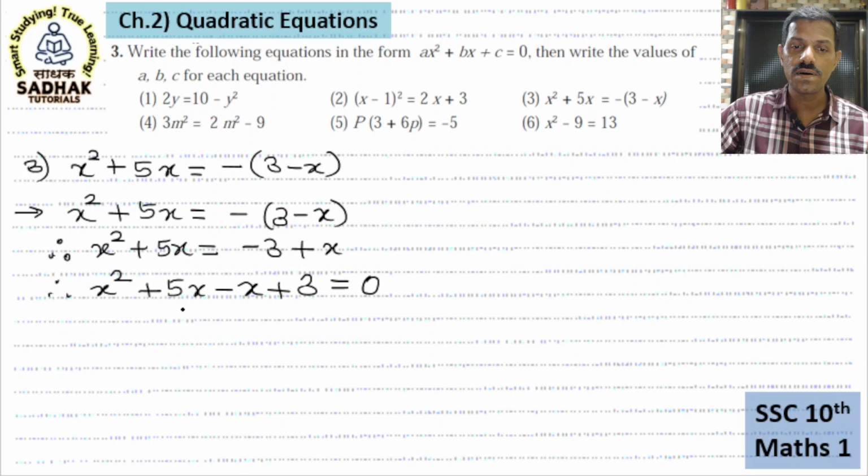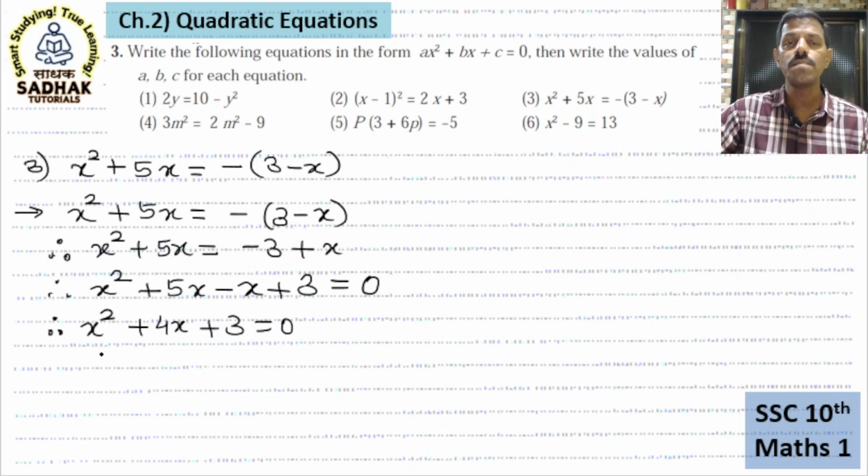Now let us add or subtract these like terms. 5x minus x will give us 4x. So our equation will become x square plus 4x plus 3 is equal to 0. Okay, so now this cannot be simplified further.